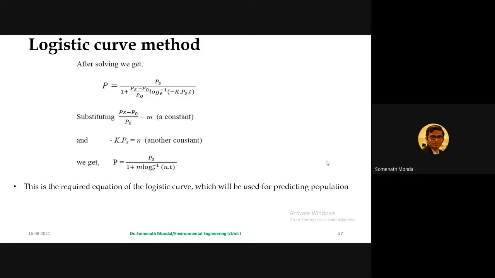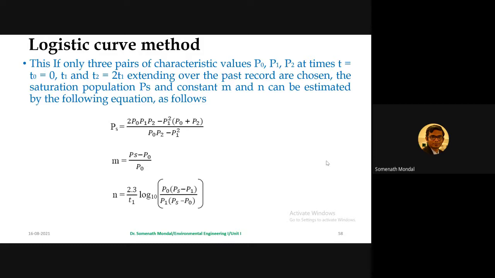So this is the required equation of the logistic curve which will be used for predicting populations. And if only three pairs of characteristic values of P0, P1, and P2 at times t equals 0, t equals t1, and t equals 2t1, extending over the past record, are chosen, the saturation population can be obtained, and constants M and N can be estimated with the help of the equation over here.